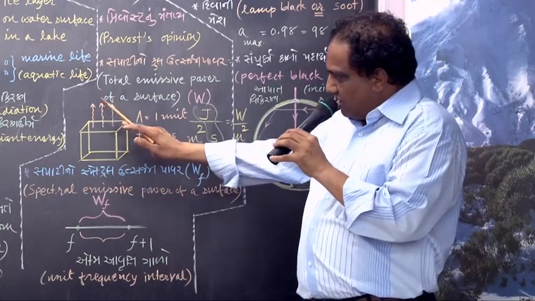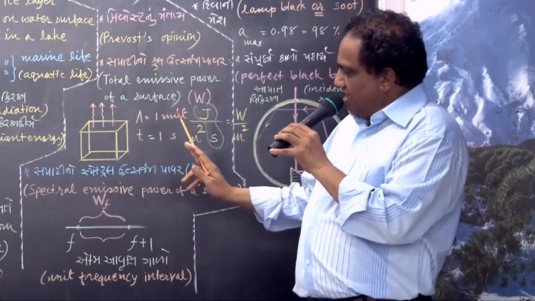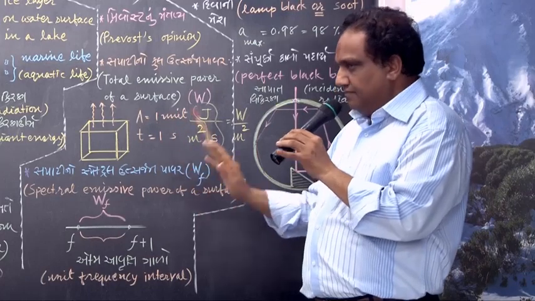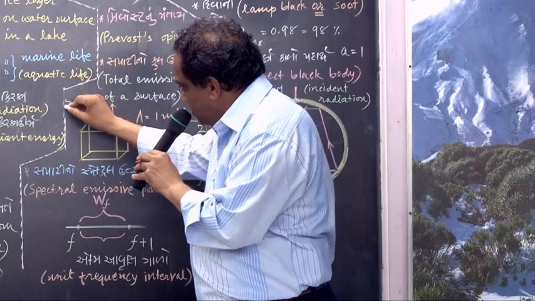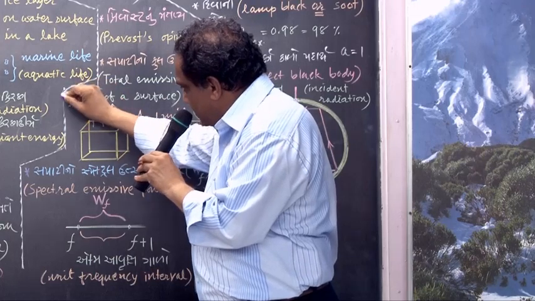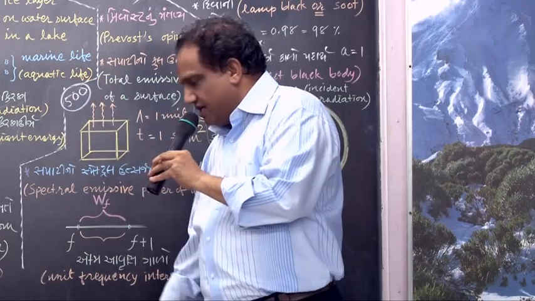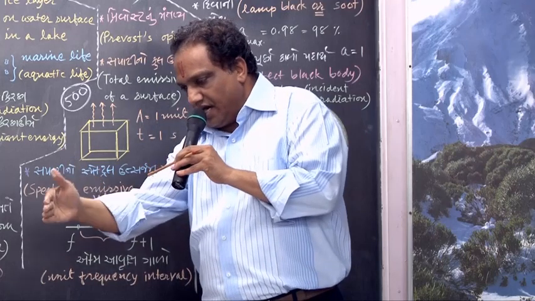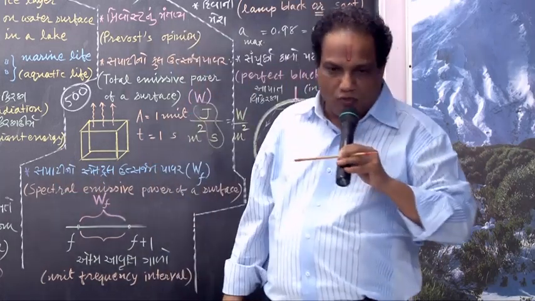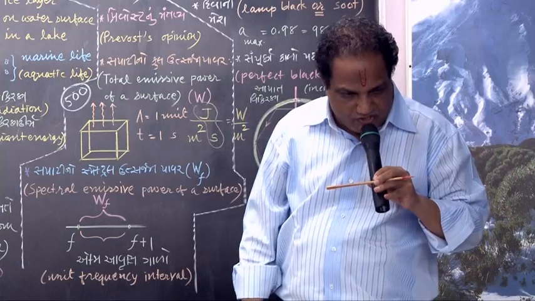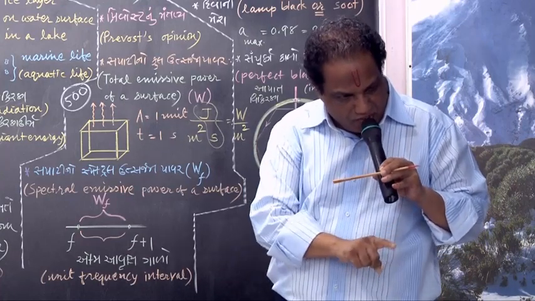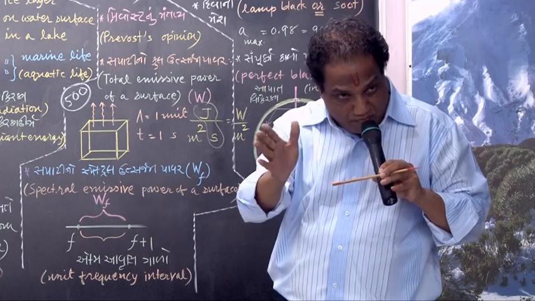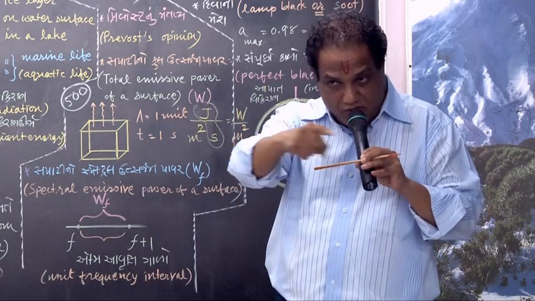Suppose the total radiant energy emitted from unit area in unit time is 500 joules, and it has a range of frequencies from 100 to 200. The minimum frequency we assume is 100 units, and the maximum frequency is 200. Now you classify, you distribute the radiant energy according to their frequency.